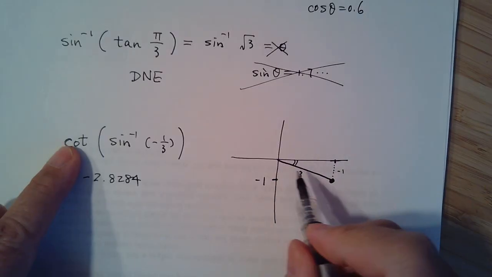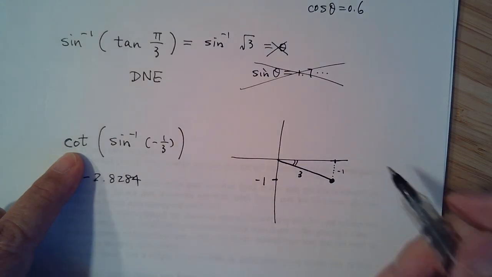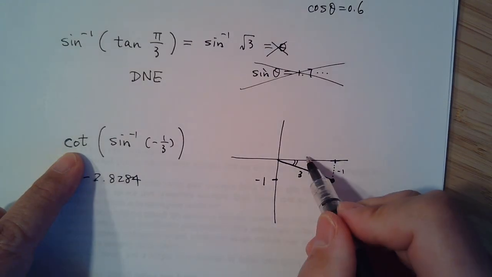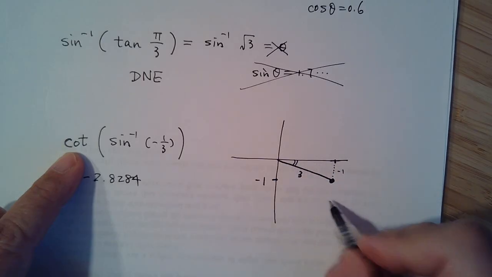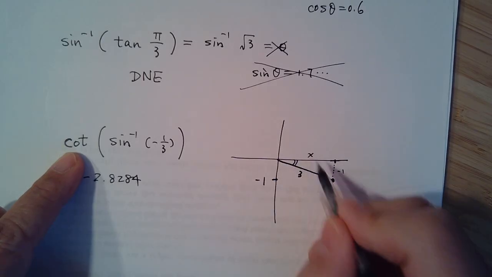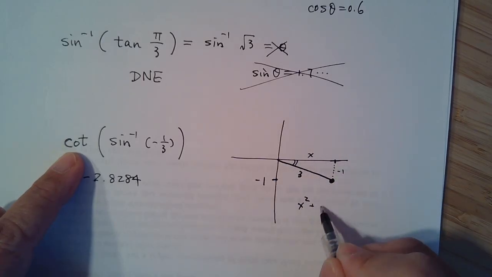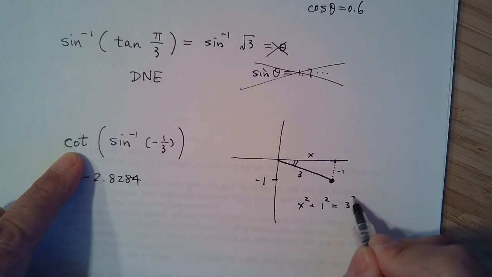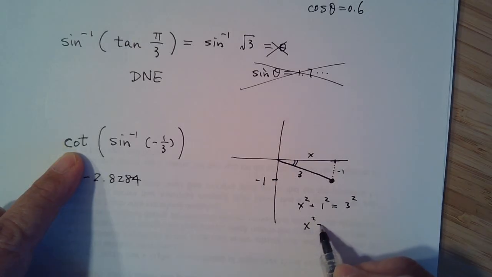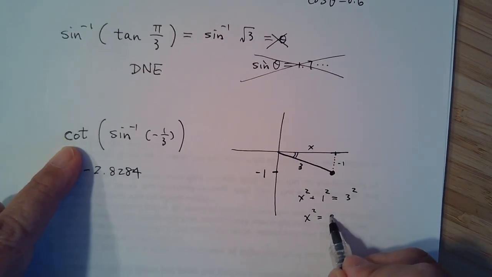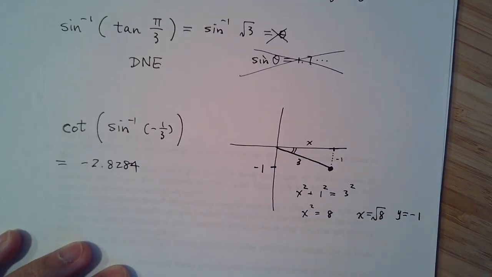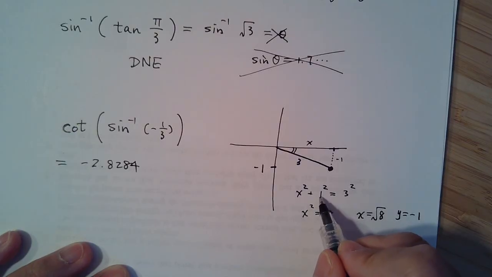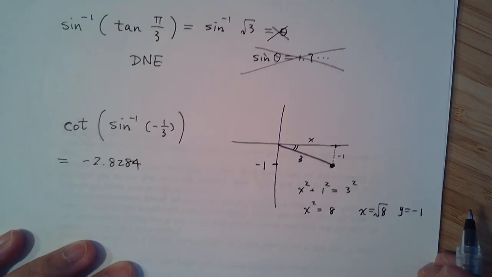Cotangent will be x over y. I need to find x. I know y; y is negative 1. Can you find x? Yes. Let's say this is x. So x squared plus 1 squared equals 3 squared. So x squared equals 9 minus 1, so that's 8. Therefore, my x is root 8, and my y is negative 1. Negative 1 and positive 1 squared are the same thing, so that's why I didn't write it.